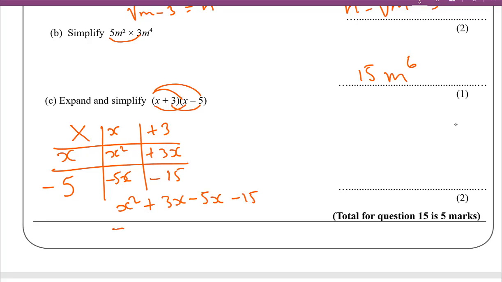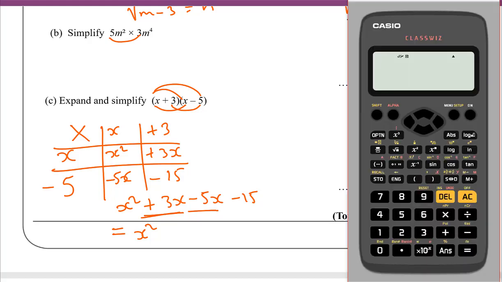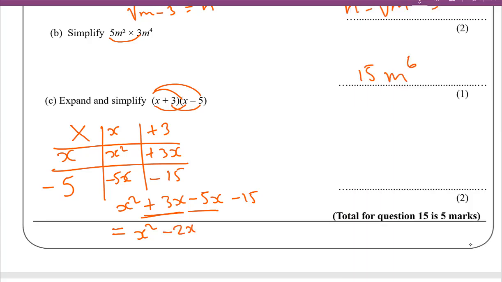Let's simplify it now. So it'll be x squared, there's no other terms with x squared, plus 3x minus 5x. We've got 3x, we've taken away 5x. If you're not sure, use the number line or use a calculator. It's even better. So 3 take away 5 gives us minus 2, so that'll be minus 2x. Make use of the calculator, that's what it's there for. And minus 15, there's no other like term with just a number. So the answer is x squared minus 2x minus 15, and that's 2 easy marks.